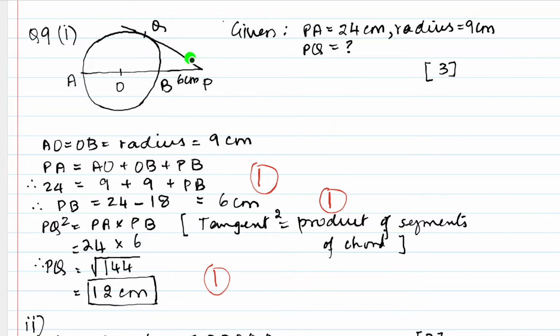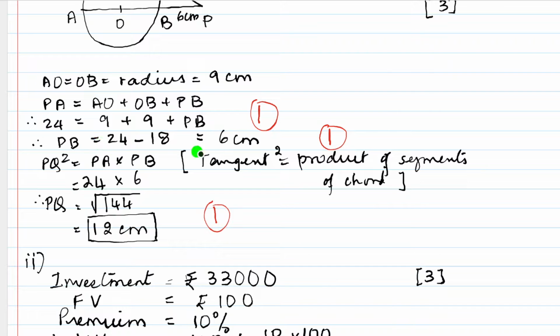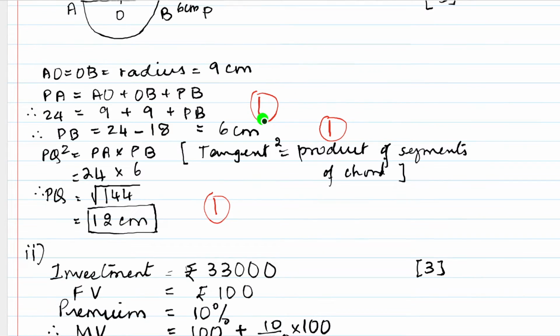We draw first the diagram. We write what is given. Radius is given as 9 cm. We have to find PQ, that is this, the tangent square. Now if you look at this AP, it is made up of AO plus OB plus BP. We know that AO and OB, they are 9 and 9 centimeters respectively. So 9 and 9, 18 will be subtracted from the whole thing, 24. That will give us 6 centimeters here. So we write just that like so. So that will be our first mark.